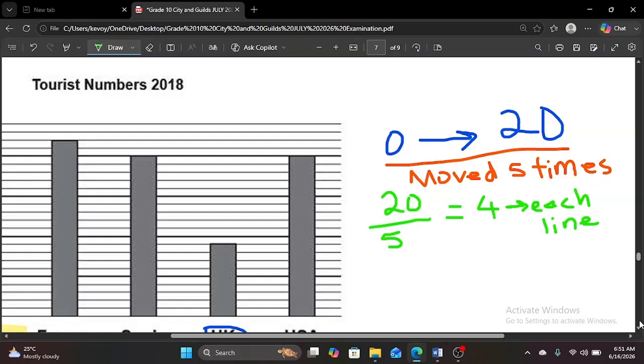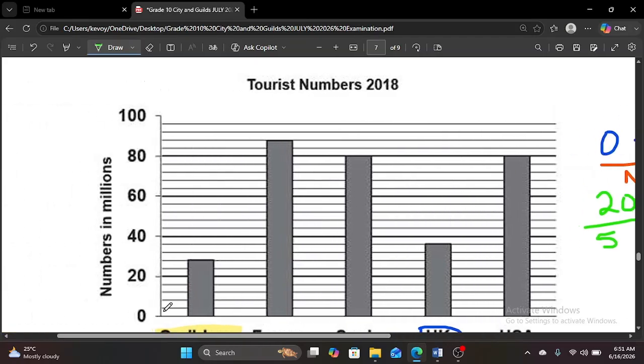Let's go back and count it again. If each line represents 4, we go from 0 to this line right here, that's 4, and another 4 is 8. Another 4 is going to be 12. Sorry, so we have 4.